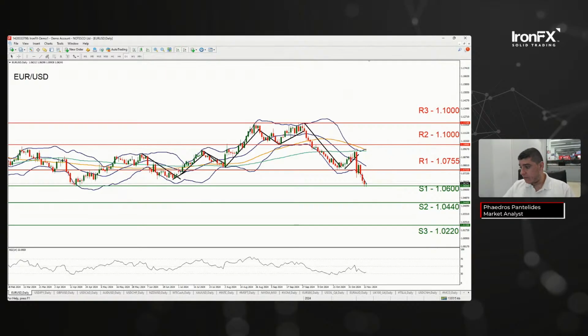On the flip side, for a bullish outlook, we would require a clear break above that R1 level of 1.0755. Higher than that, we have 1.10 as our R2 level. Sideways bias, failing to break above R1 and failing to break below S1.